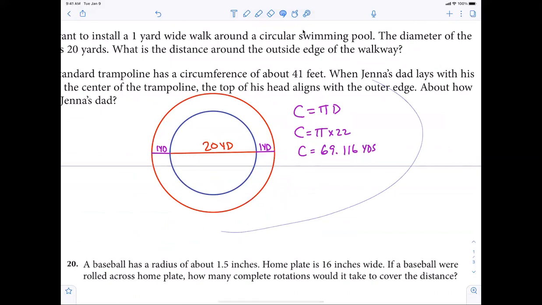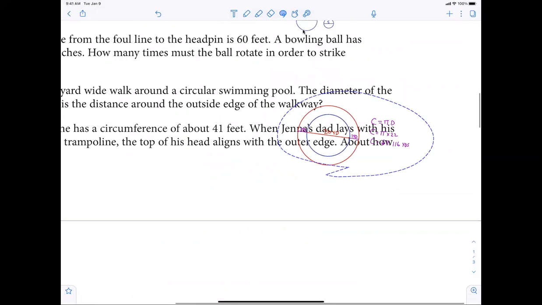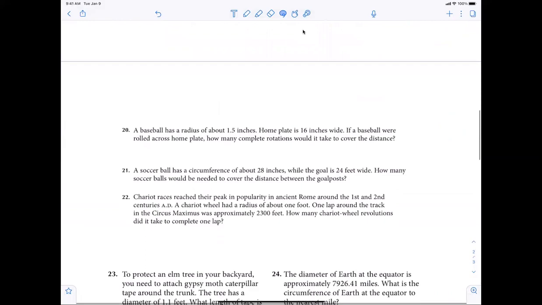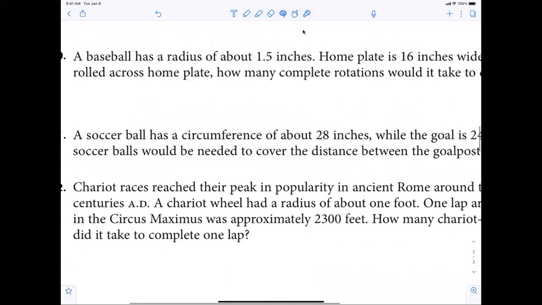All right, now I'm going to let Evan, if he's available. All right, Evan, are you there? Yes. All right, you're on number 20, buddy. Read it.